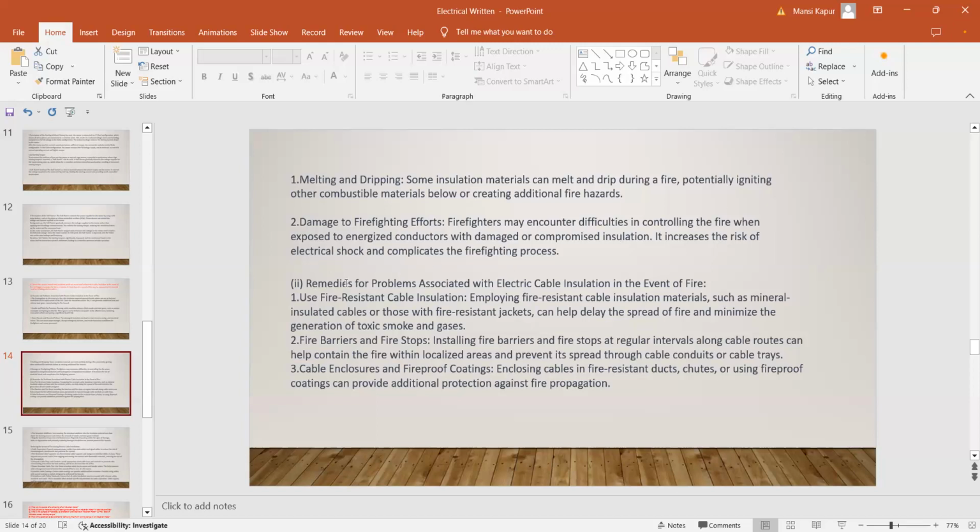So the second part was they were asking for remedies. So what are the remedies? Use fire resistant cable insulation, so you can improve the insulation of the cable. Fire barrier and fire stop. Installing fire barriers and fire stops at regular intervals along the cable route can help contain the fire within a localized area. How are we doing this?